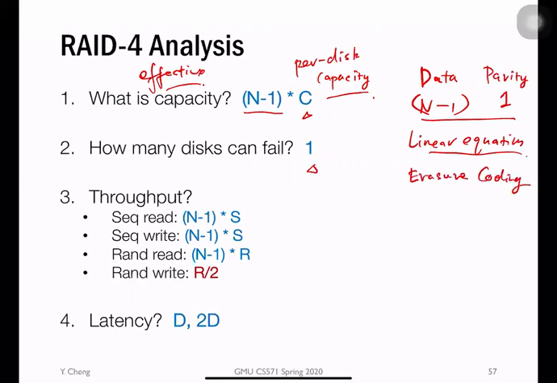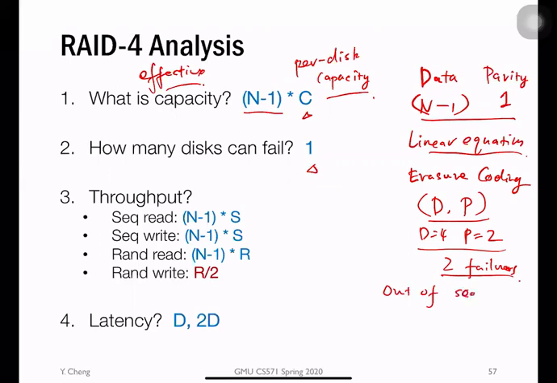In coding theory, we have data chunks and parity chunks. If P is equal to 2 and data is equal to 4, it could be used to tolerate at most 2 failures. Something like that, but this is slightly out of scope. Okay? So that you know.